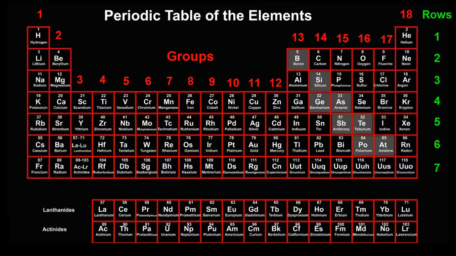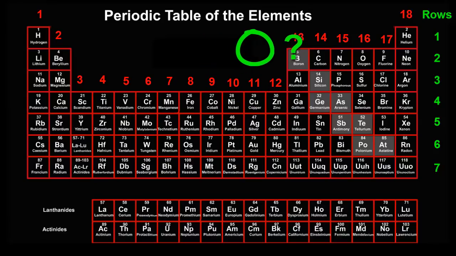Now you're ready to read the periodic table. What is the name of the element with atomic number 30? You just have to scan around and find 30. Zinc.